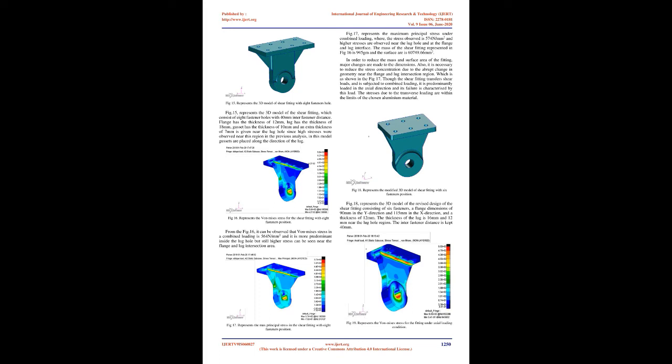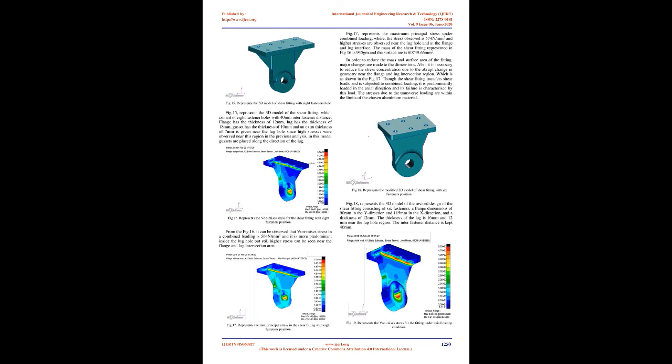16 is 945 gm and the surface area is 60749.66 mm2. In order to reduce the mass and surface area of the fitting, major changes are made to the dimensions. Also, it is necessary to reduce the stress concentration due to the abrupt change in geometry near the flange and lug intersection region, which is as shown in the Fig.